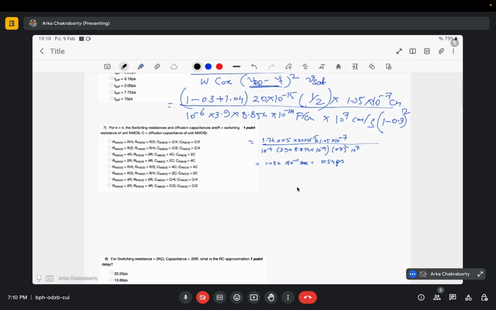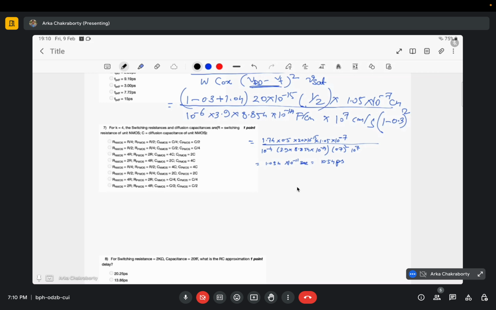So if K equals to 2, that means I am using a W of 2. Initially W was 1 unit, now W is 2 unit. If K equals to 4, W is 4 units, and so on. K is 10, W is 10 units. So this is question number 7.